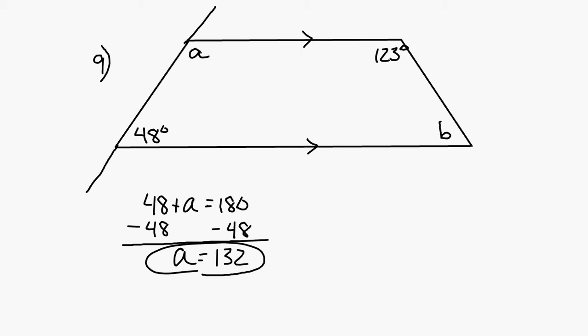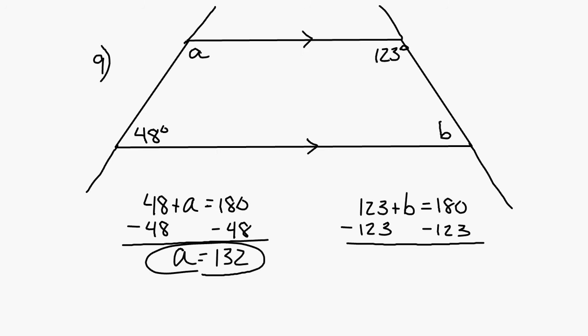You can do the same thing on the right-hand side. If you have to extend this or not extend it, when a segment or a line intersects two parallel lines, it's called a transversal. So in this case, 123 plus B is equal to 180. So subtract 123 from each side. And B is equal to 57. So there's your two variables.